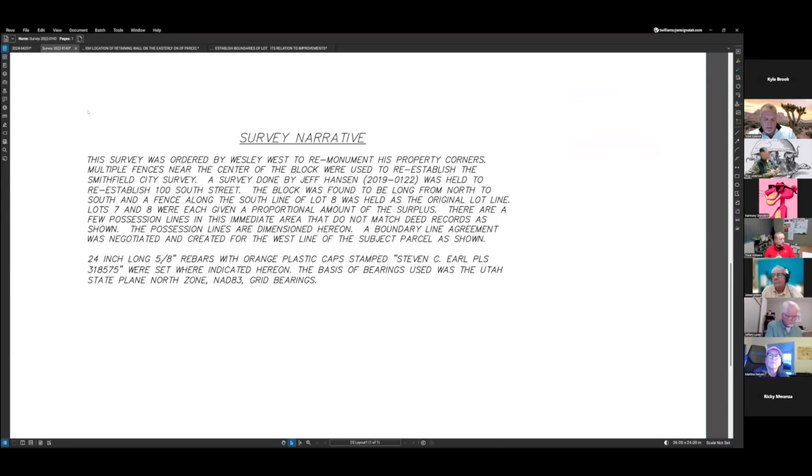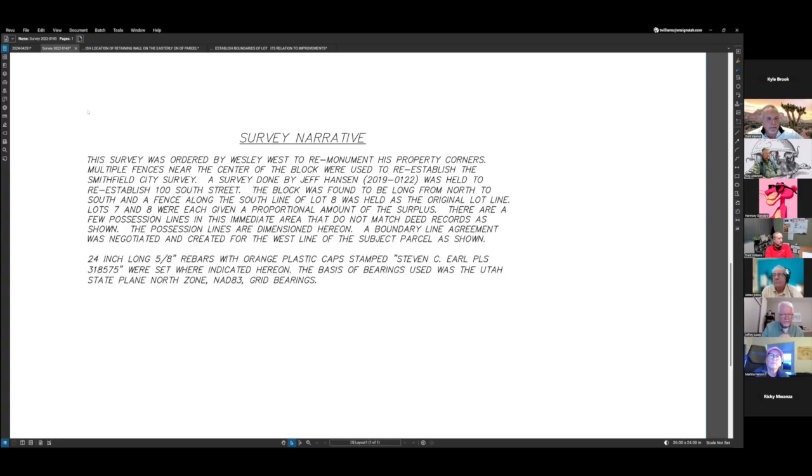Here's just another one. This survey was ordered by Wesley West to remonument his property corners. This is in an old lot and block area in northern Utah. Multiple fences near the center of block were used to reestablish the Smithfield City survey, which dates back to like the 1880s. The survey done by Hanson in 2019 was held to reestablish the street. The block was found to be long from north to south, and a fence line along the south line of Lot 8 was held as the original lot line. Lots 7 and 8 were each given a proportional amount of the surplus.